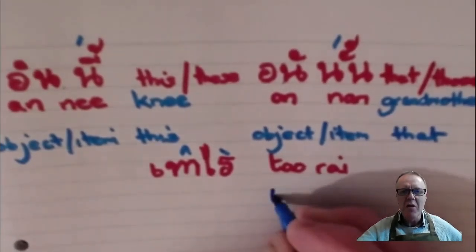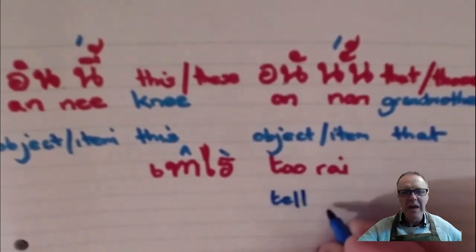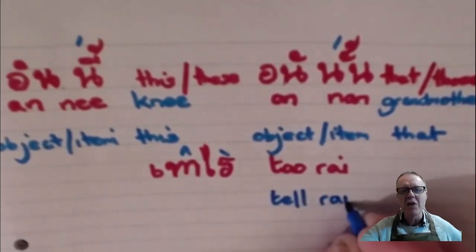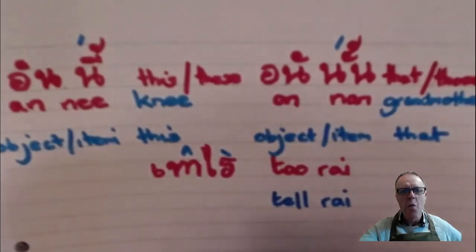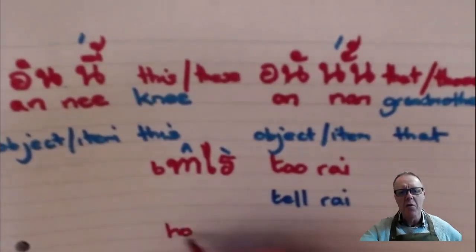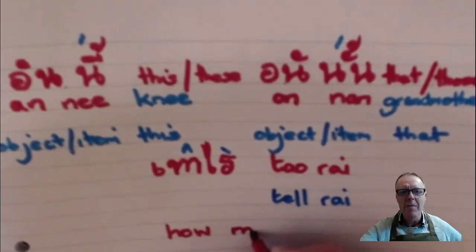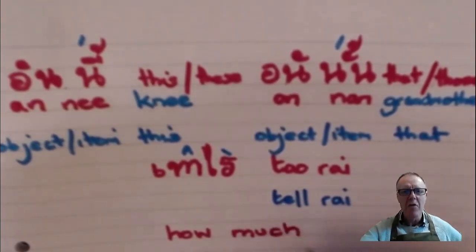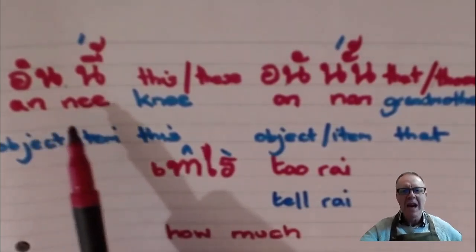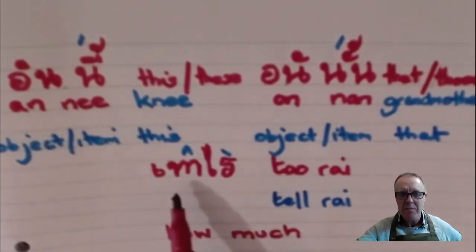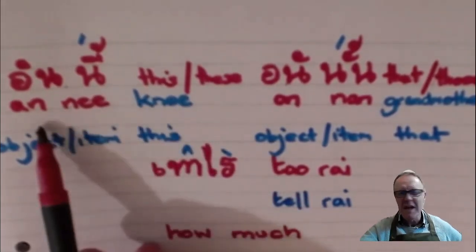Here I'm just going to write it in, so it's easier to read, as close to English as you can. But any Thai will know what you're saying when you say ani tarai or anan tarai. If you remember, tarai means how much. So now you've got object or item this, how much. So you've got ani tarai. As easy as it comes.